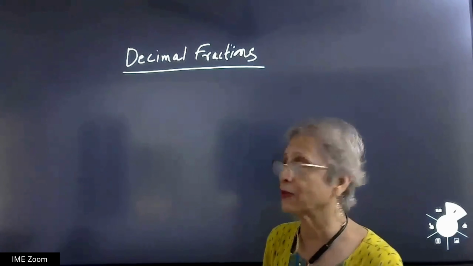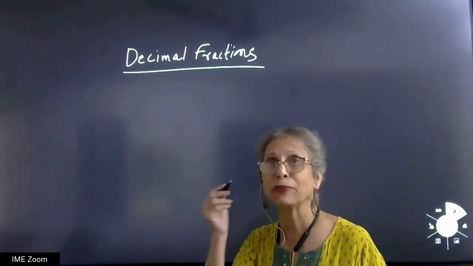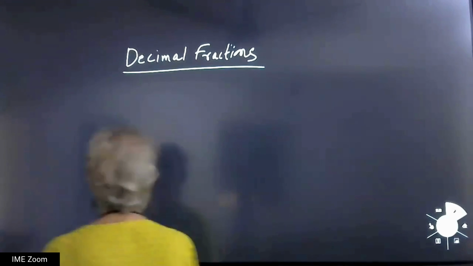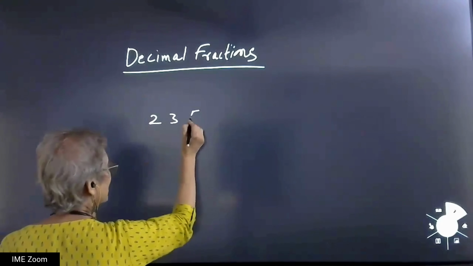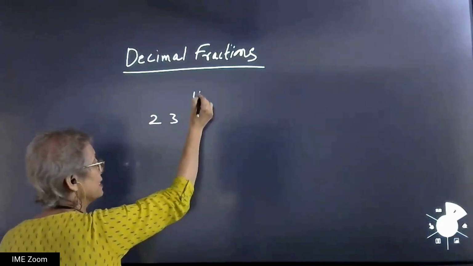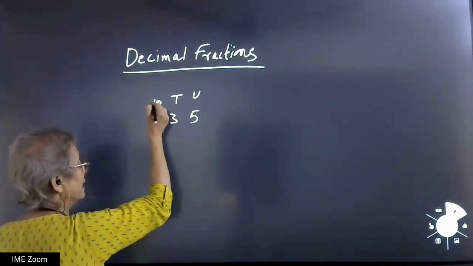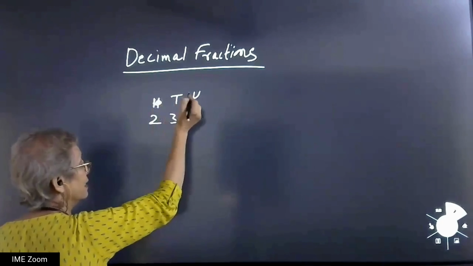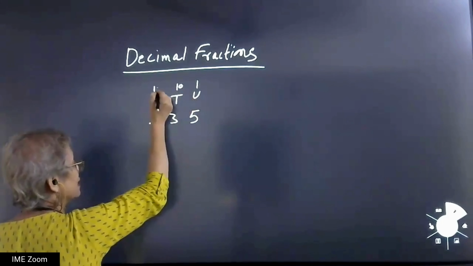For that, first of all, we need to go back to the place values, okay? So when we write a number, suppose for example, 2, 3, 5. This is our units place, this is tens place, this is hundreds place, right? That is hundreds place, okay? Now, this is ones place, tens place, hundreds place.